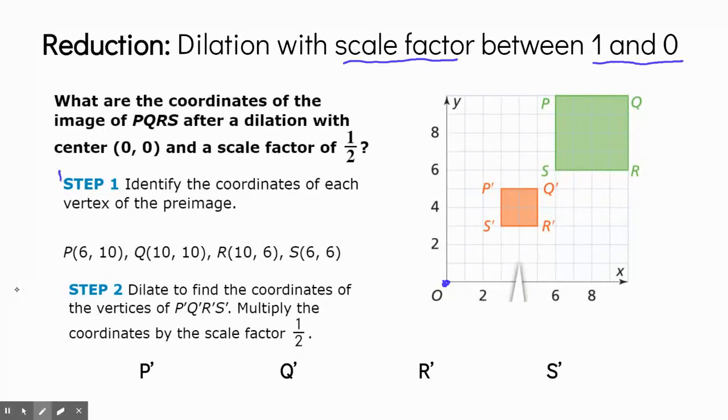So we're going to take the same steps. Step 1, identify the coordinates of each vertex of the pre-image. So P is at 6, 10. Q is at 10, 10. R is at 10, 6. And S is at 6, 6. Okay, so notice 10 is not marked on here, neither is 8.